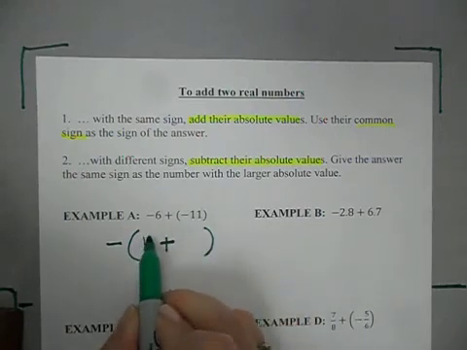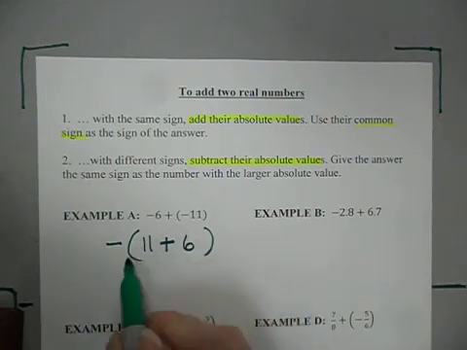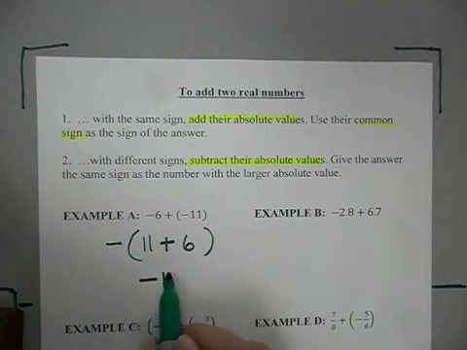Absolute value of -11 is 11. Absolute value of -6 is 6. So there's my rule. Kept the sign, added the absolute values. So my final answer would be -17.